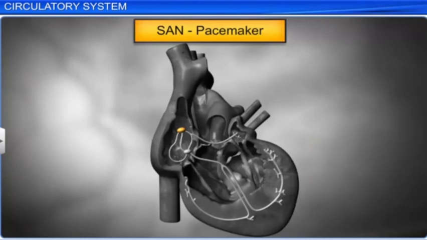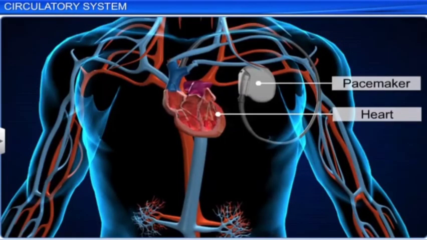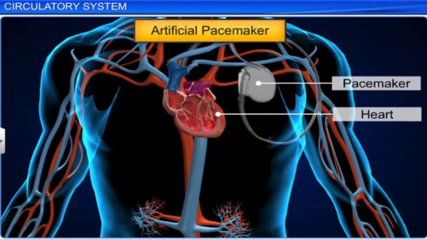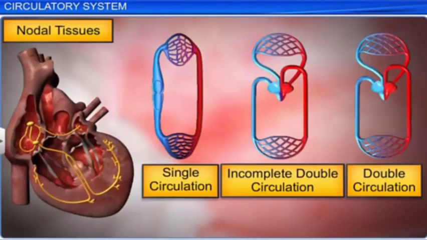In some cases, an artificial pacemaker is introduced in a person. An artificial pacemaker is introduced in a person having heart problems related to the SAN, and it generates action potential or electrical impulses in place of the natural pacemaker, the SAN.